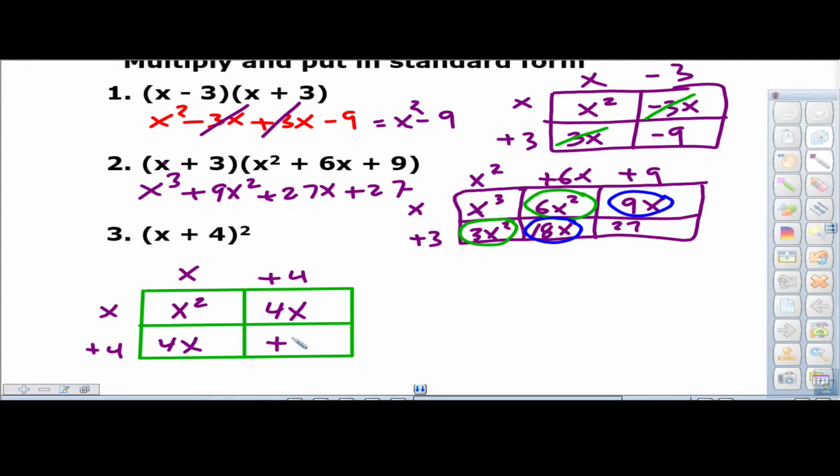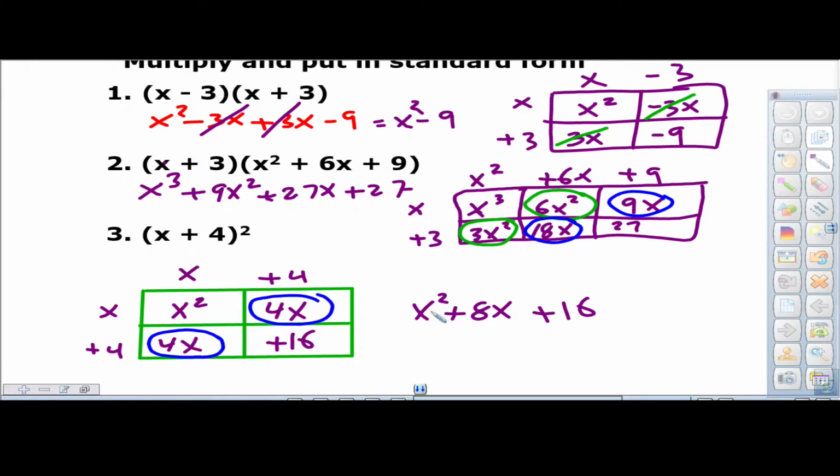How much do you think I got? Yep, that is 16. Again, if you're not feeling comfortable simplifying within the box, please do not do it. List the whole thing as I did in the first one. List them. It's okay. So this is x squared plus 8x plus 16.